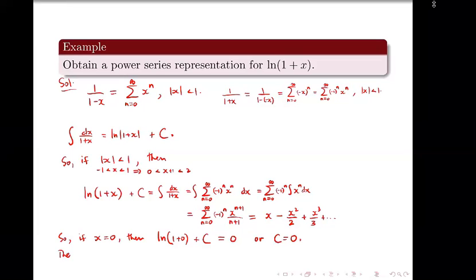Therefore, ln of 1 plus x, the power series representation, it's just the sum of negative 1 to the n, x to the n plus 1 over n plus 1, from 0 to plus infinity, provided the absolute value of x is less than 1.